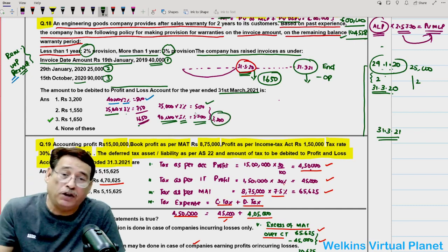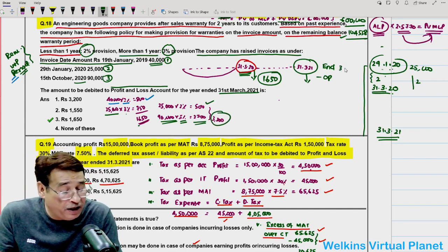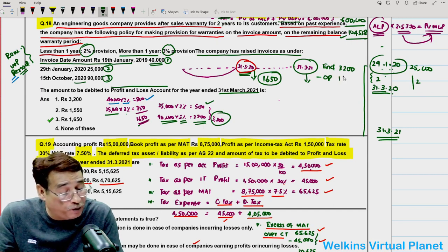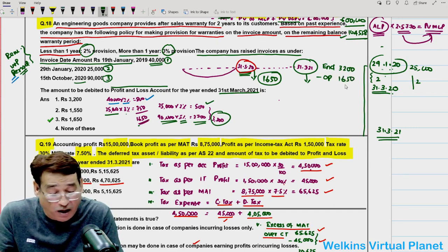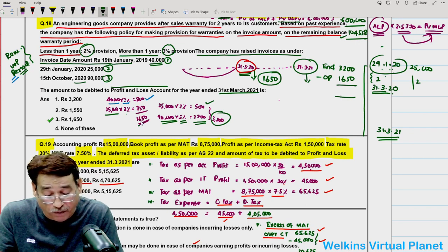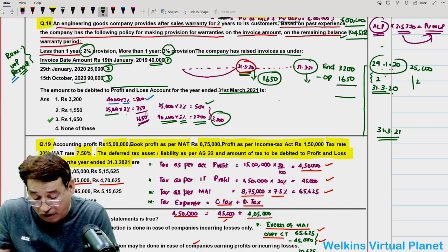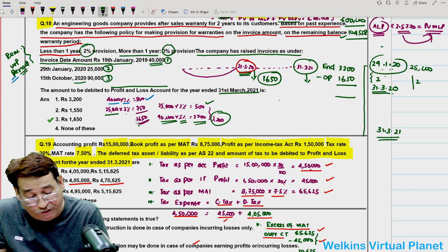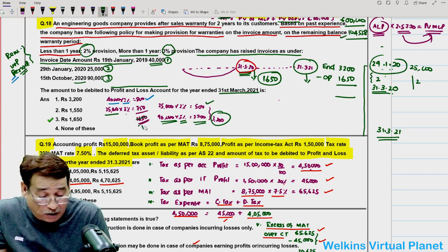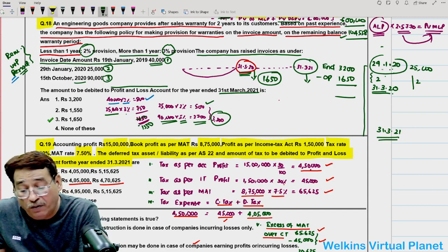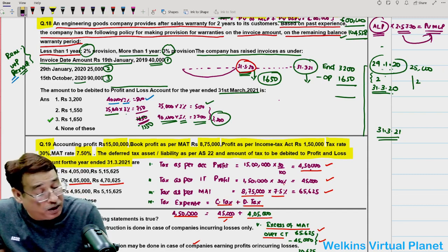Total provision will be 3,200. So at the end, you are going to create a provision of 3,200. Your opening provision is 1,650. And whatever the difference will be, opening provision is equal to, just let me check it out. I think it is 1,550. 800 plus 750 is equal to 1,550. So I will subtract 1,550 and then I will be able to get the answer.